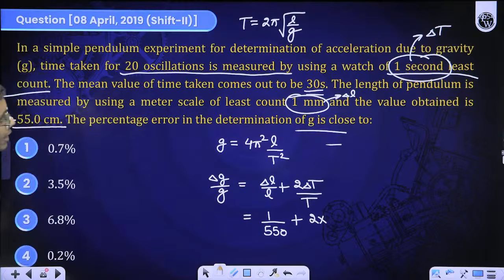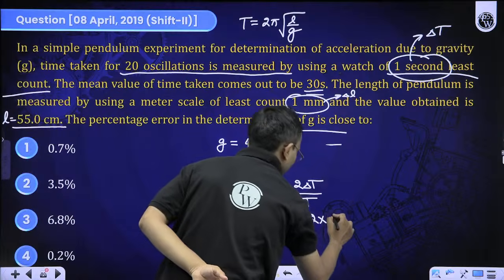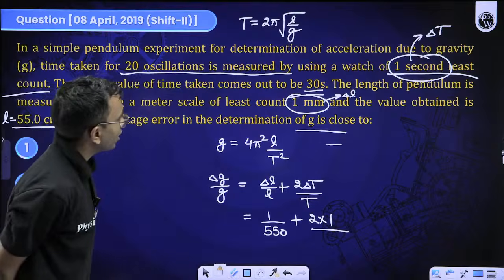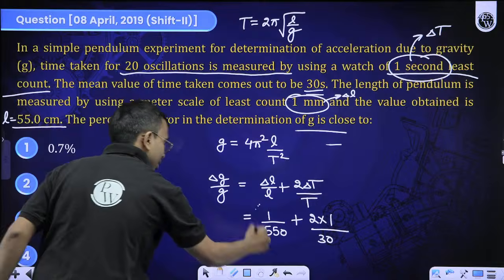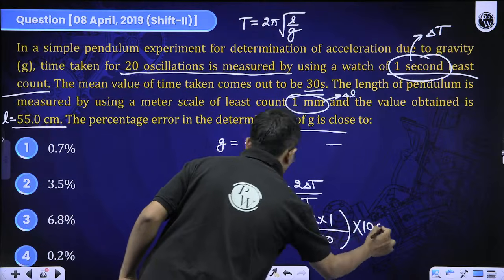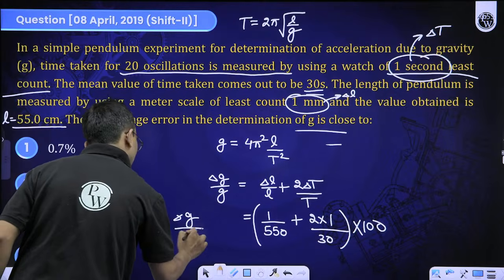What is delta T? Delta T is 1 second. 1 divided by what is T? T is 30 seconds. Multiply both sides with 100. You are getting the percentage error in g.